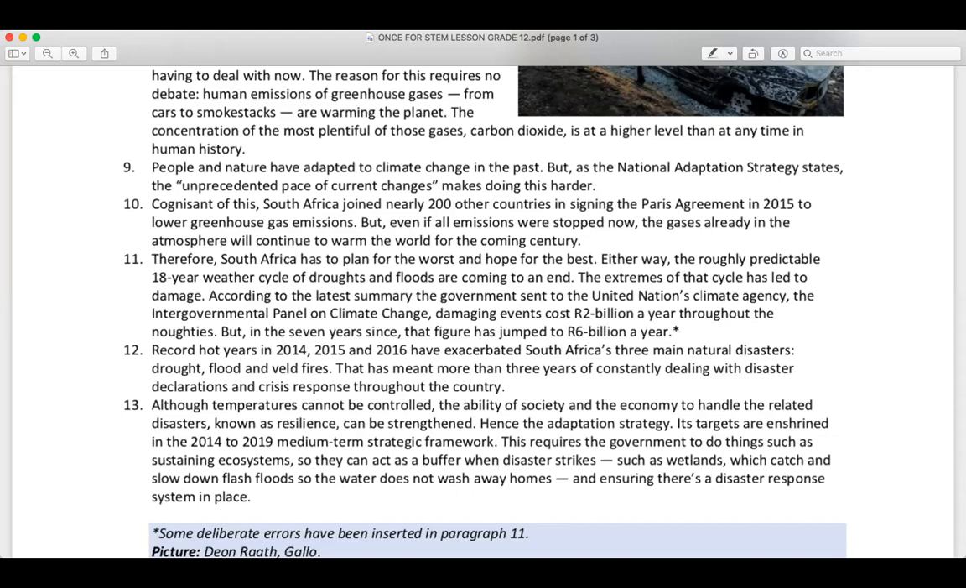Its targets are enshrined in the 2014 to 2019 medium-term strategic framework. This requires the government to do things such as sustaining ecosystems so they can act as a buffer when disaster strikes, such as wetlands, which catch and slow down flash floods so the water does not wash away homes, and ensuring there's a disaster response system in place.